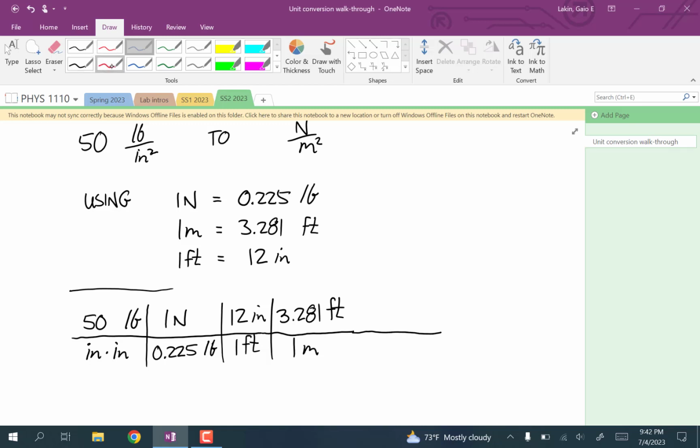And now you can see if we do some cancellations, where we are so far is we've gotten rid of the pounds and we're in newtons for a unit of length. We've gotten rid of 1 inch and we've gotten rid of 1 foot. But notice we still have to go through this process again to get rid of the other inch. So pause this and go through the same process again to convert the other inch to meters.